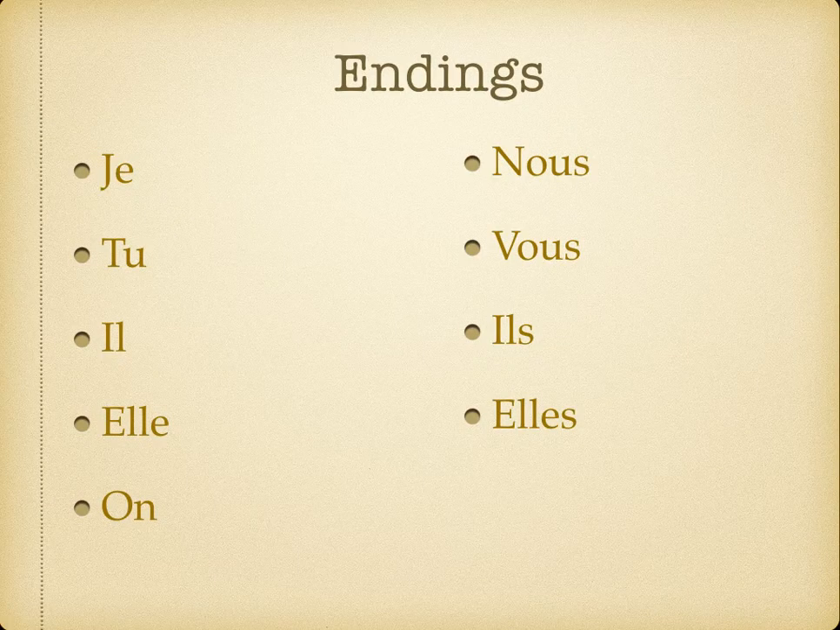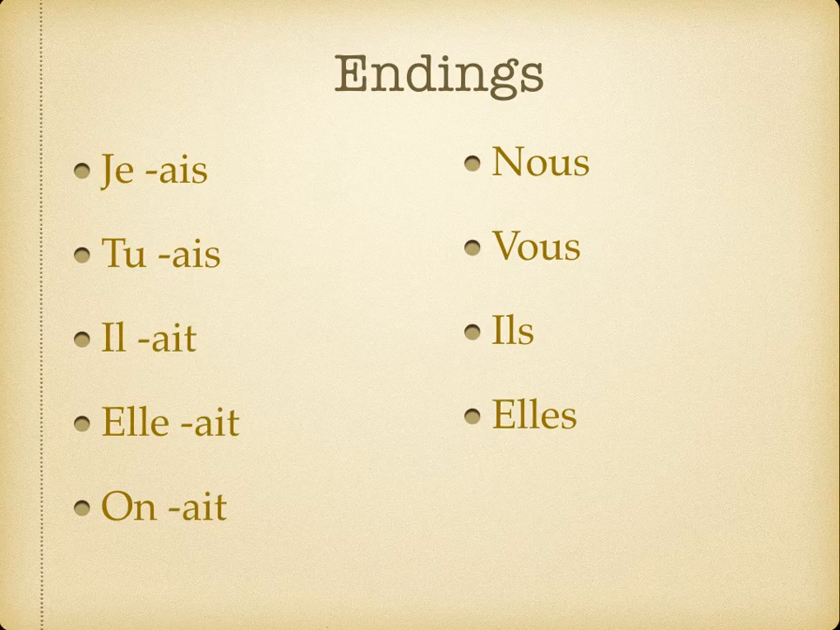The je ending and the tu ending are both AIS. The il, elle, and on ending, as normal, the only thing we have to do is flip that S. We're going to change it to a T. All of these are pronounced é. So for example, if I use that é-t, that beginning of être, été, I'd say j'étais, il était.